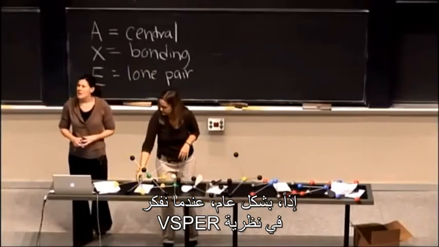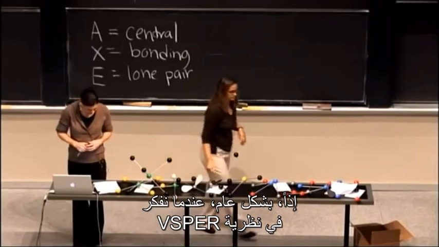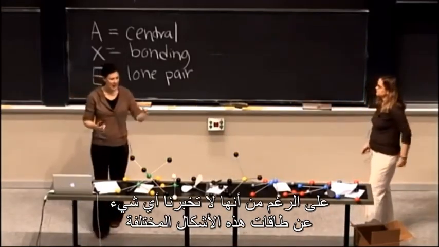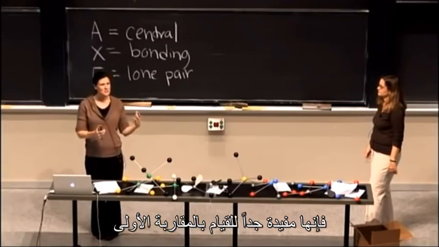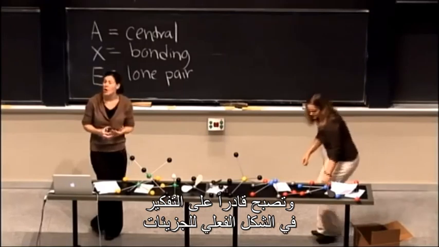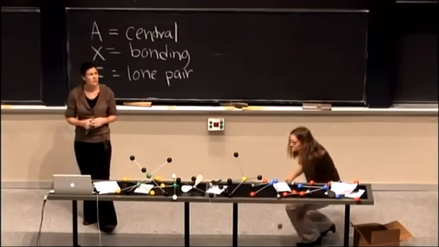So in general, when we think about VSEPR theory, even though it doesn't talk about or tell us anything about the energies of these different shapes, it's very useful in making a first approximation and coming very close to thinking about what the actual shapes of molecules are.